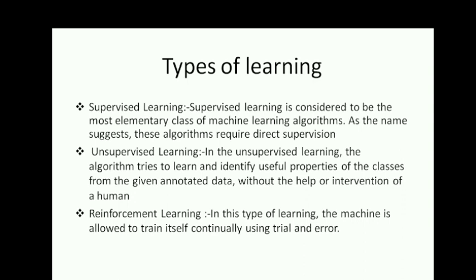And in reinforcement learning, the machine is allowed to train itself continually using trial and error. Reinforcement learning is a behavioral machine learning model that is similar to supervised learning, but the algorithm isn't trained using sample data. The model learns as it goes by using trial and error.